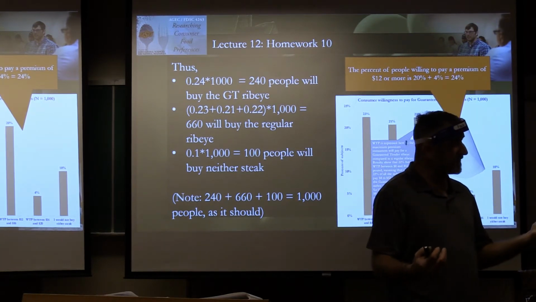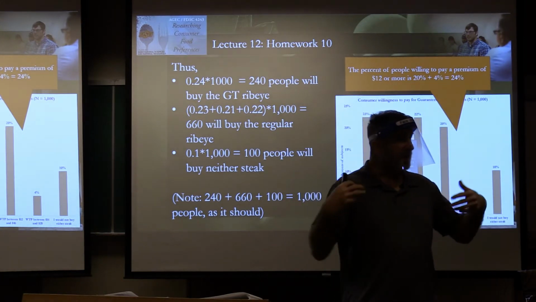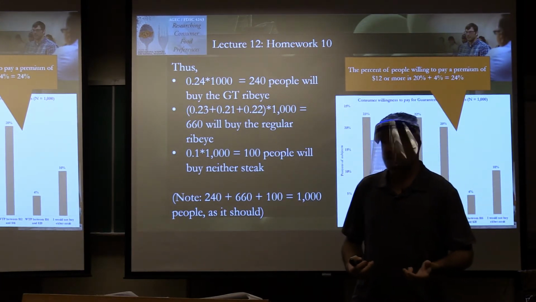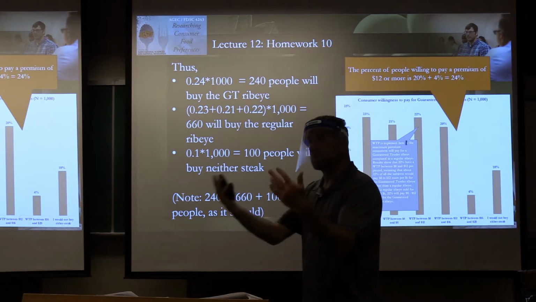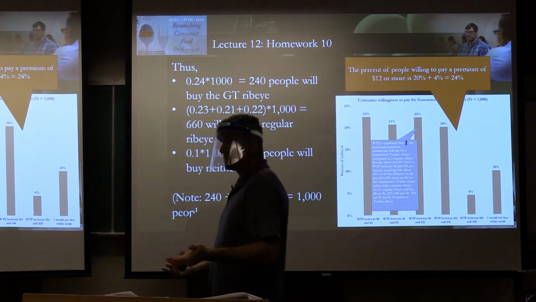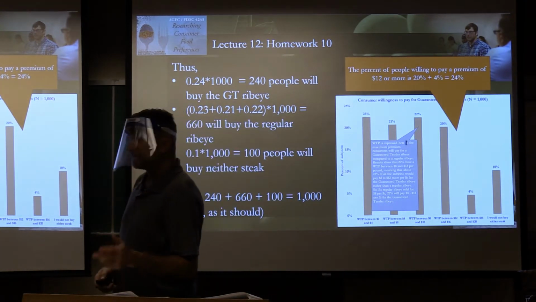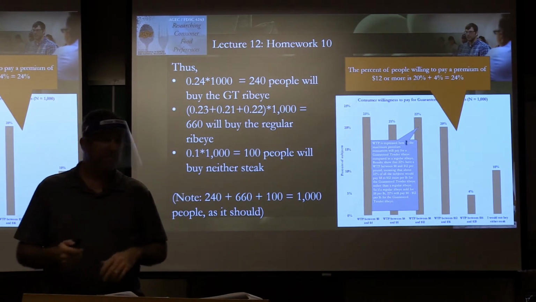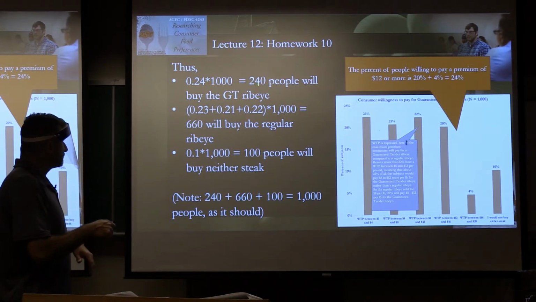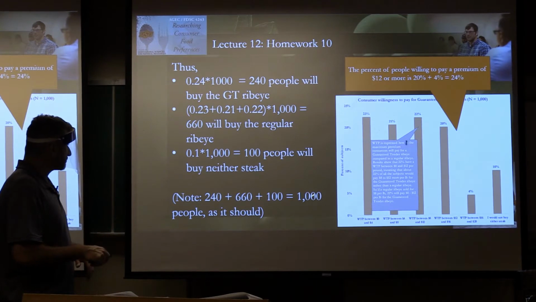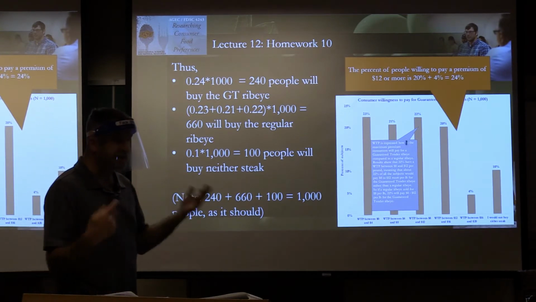And this is a simulation based on the auction data that we collected, and we're saying of the 1,000 people, who will buy this, who will buy that, who will buy neither. If we've done it right, the number of people choosing something should sum to 1,000. And yeah, so 240 plus 660 plus 100 is 1,000 people. So we've allocated it correctly.